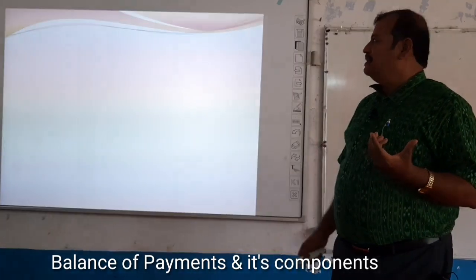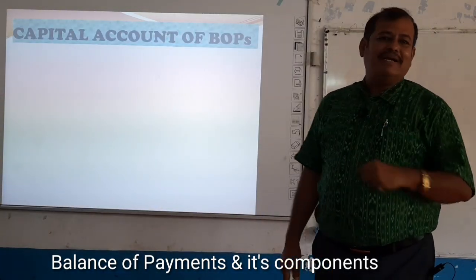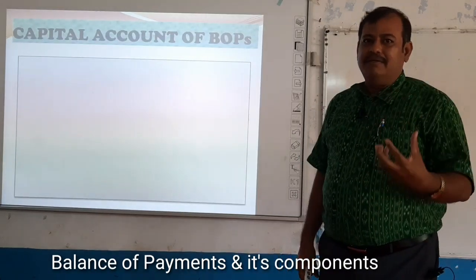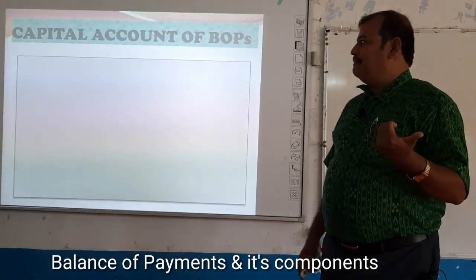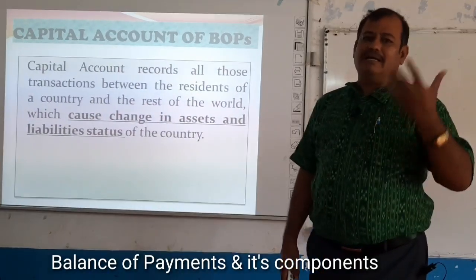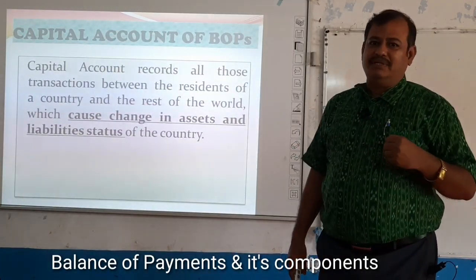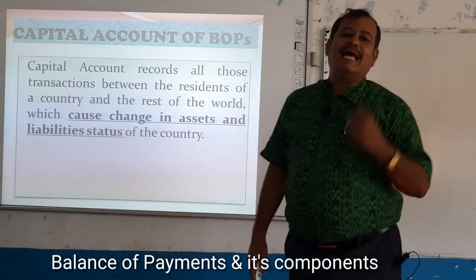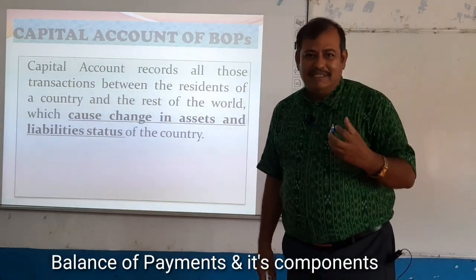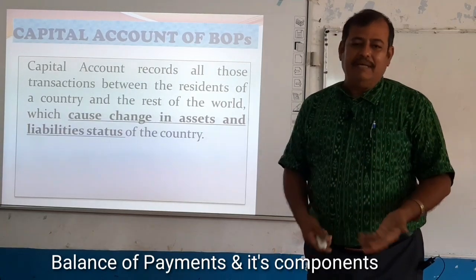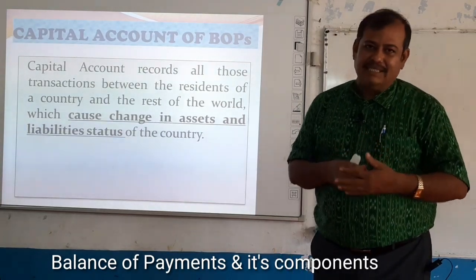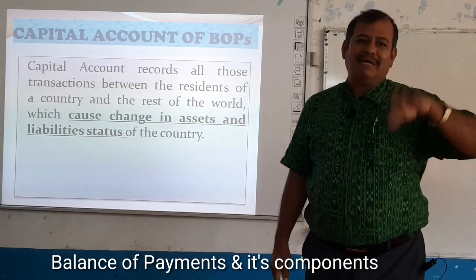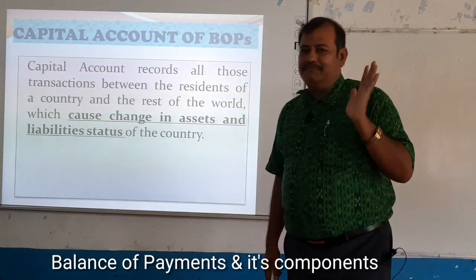Now if you go to the next one, the capital account of the balance of payment, what does this mean? The capital account of the balance of payment includes those items which cause a change in the assets and liabilities of the country. Means by procuring those assets, either our assets will increase or decrease, our liabilities may increase or decrease.